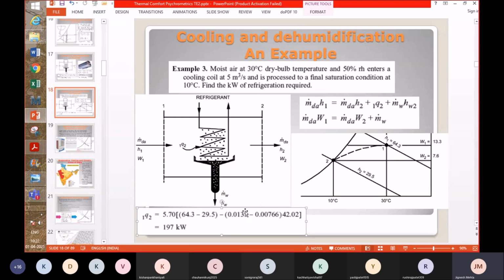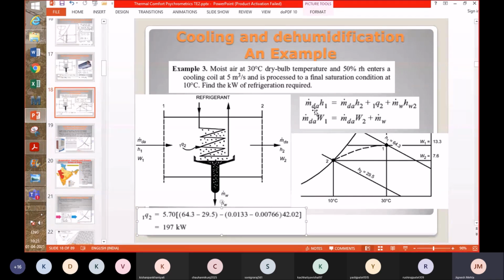But in this formula, it is to be put in kilograms of water per kilogram of dry air. 7.66 is the grams of water at the outlet condition, right? And what you want to get is Q12. So this formula has been written in the form of Q12. Q12 would be equal to m dot dA (H1 minus H2), minus m dot W HW2, right? So it is arranged that way here. The first term is m dot dA into (H1 minus H2).